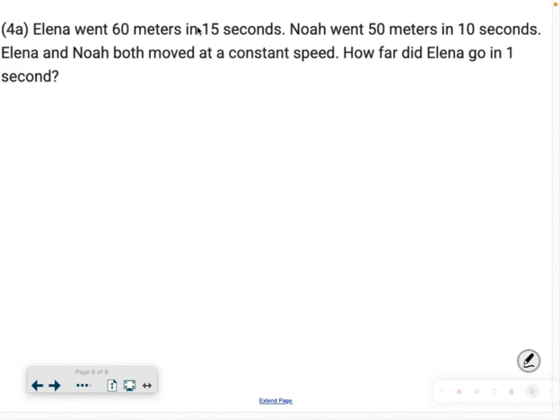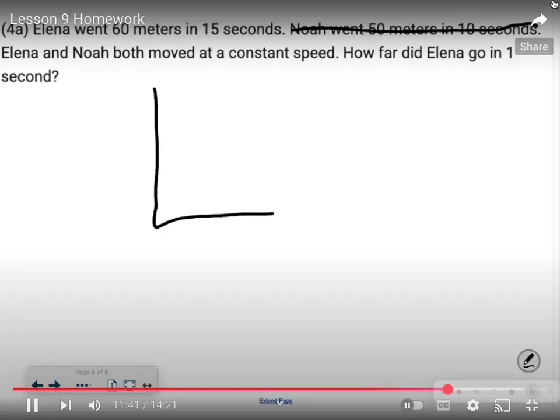Elena went 60 meters in 15 seconds. Noah went 50 meters in 10 seconds. Elena and Noah both moved at a constant speed. How far did Elena go in 1 second? So this actually really isn't from this unit at all. This is one of those spiraling problems that come from last unit. I'm going to pause this really quick.